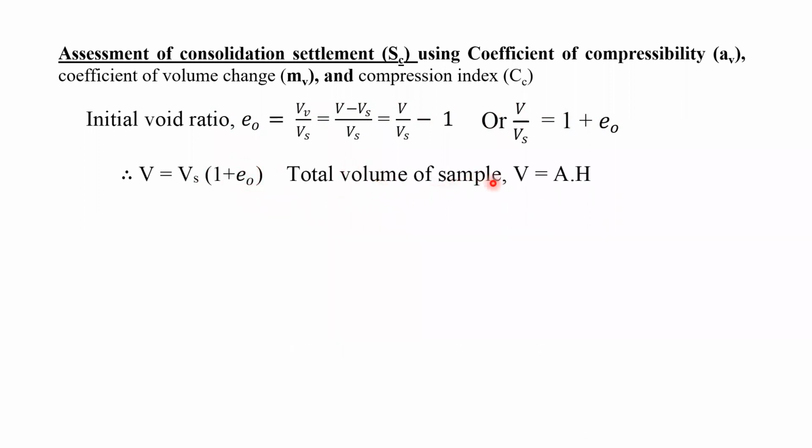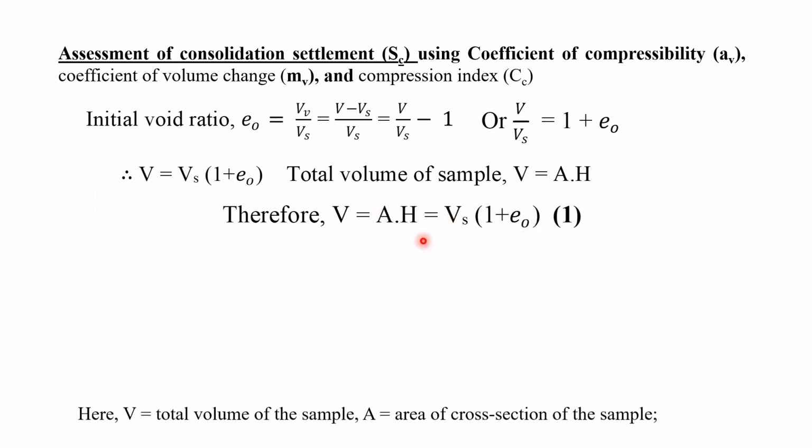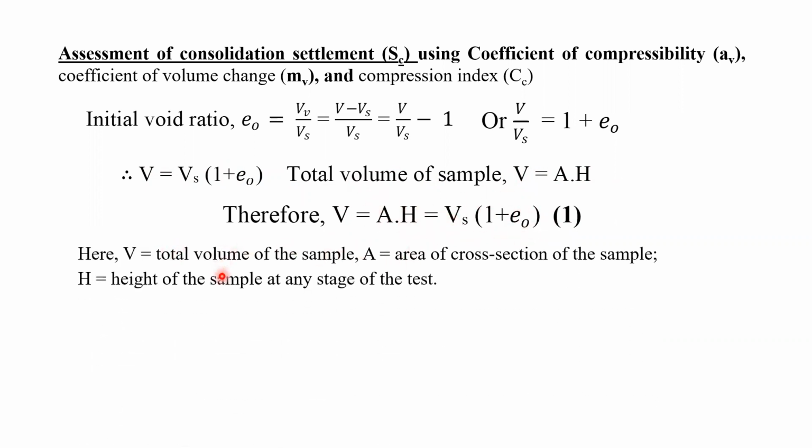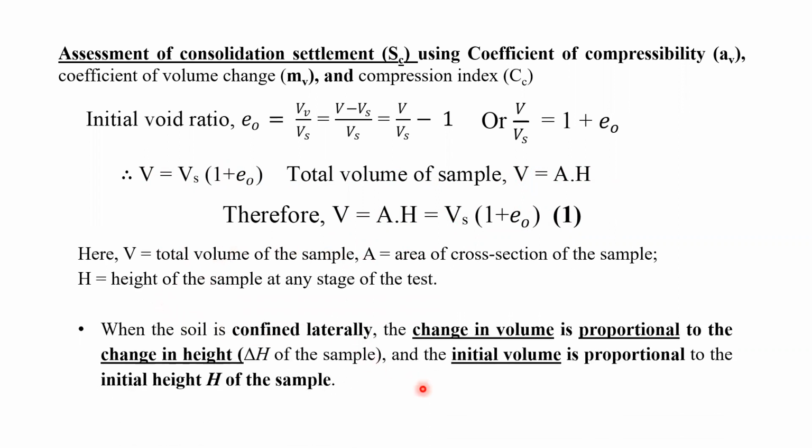So the total volume of the sample we can write as V is equal to A into H, where A is the cross-sectional area of the sample and H is the thickness of the sample. So V is equal to AH, and this V is equal to Vs into 1 plus e0. Both we can equate here. So AH is equal to this much also we can write. And we can see one important point here.